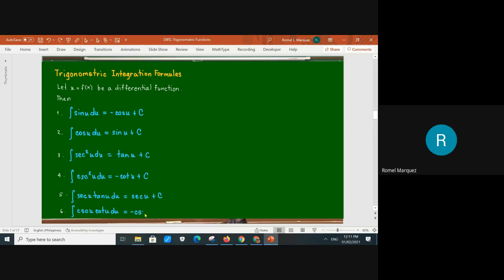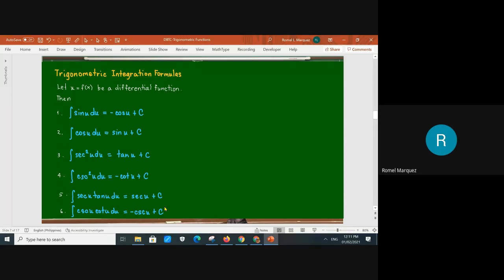Okay, guys? So be familiar with this. Of course, you need to memorize all of these so that when you go to differential equations, you won't find it difficult. Because in differential equations, what makes it difficult?